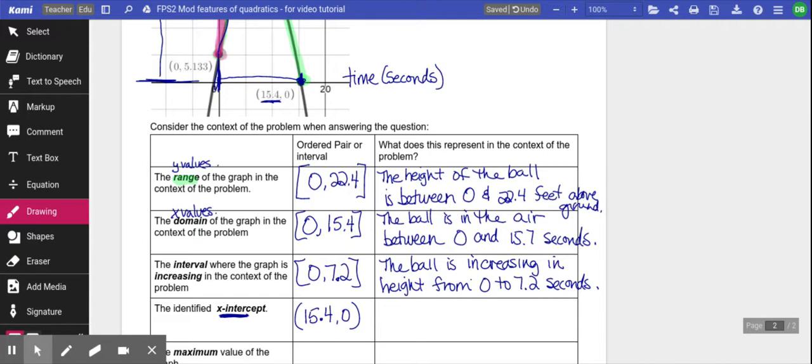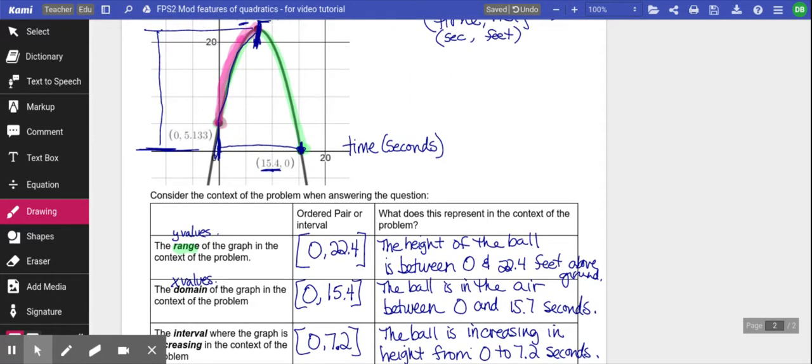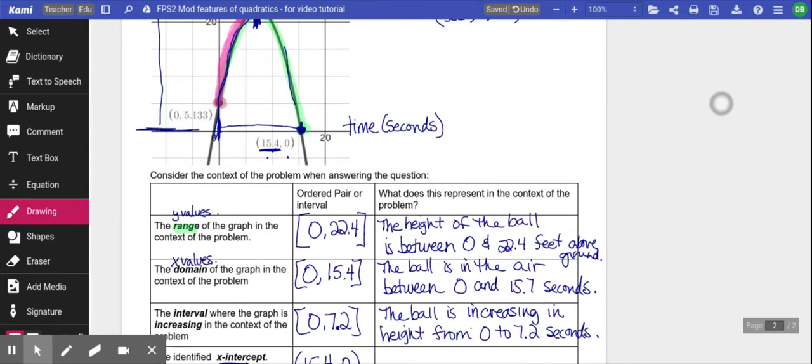Now, in the context of the problem, what does that mean? So remember, we talked about the ball is being thrown up in the air, starts to come down, and then it lands on the ground. So that is what that x-intercept means. It's the time when that ball hits the ground. But more specifically, remember, our ordered pair is time, height. So the time, 15.4 seconds, when the height is 0.